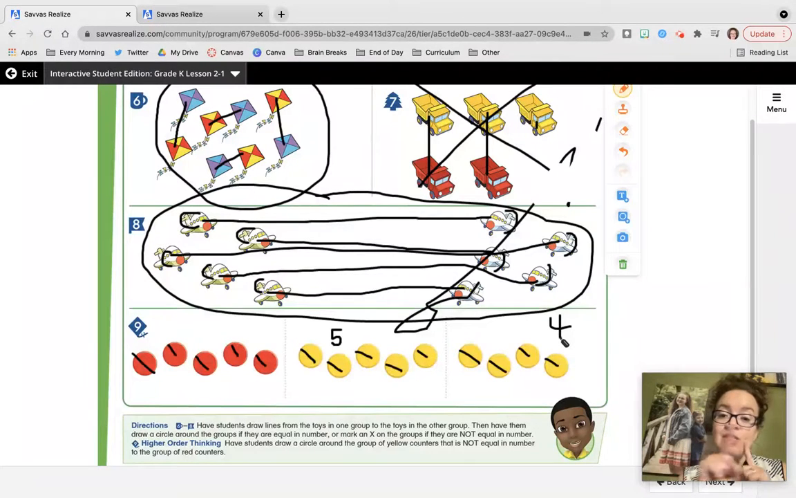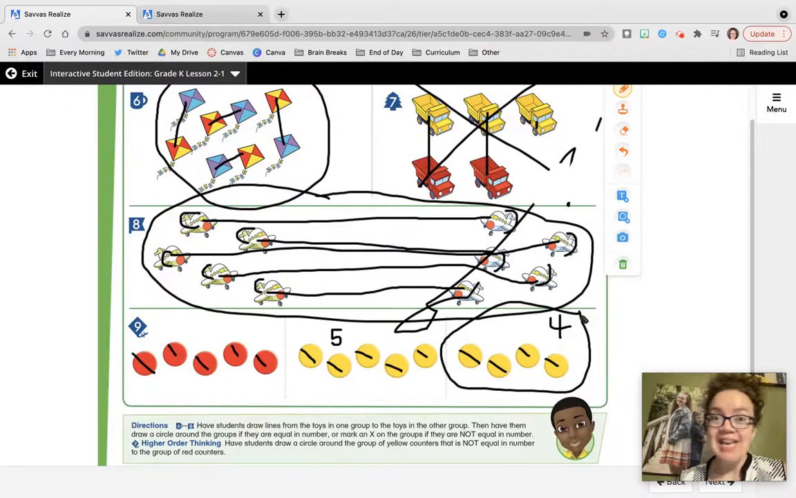The direction said to circle the group that is not equal. So which one should we circle? Raise your hand and tell the guest teacher. Which one should we circle that's not equal? Yeah, we're circling this because it's not equal. 4 is not the same as 5. It is not equal. All right, great work.